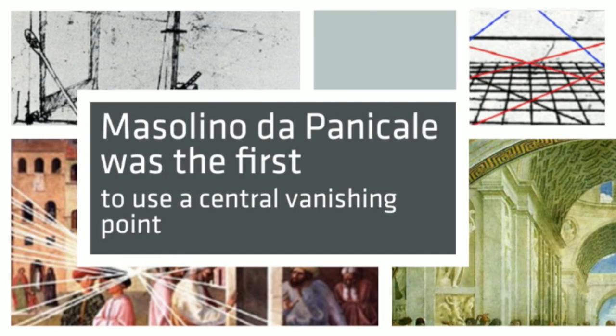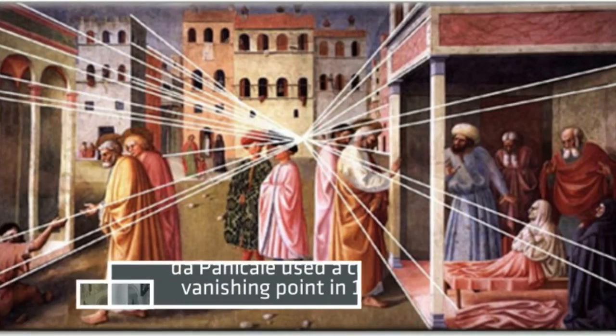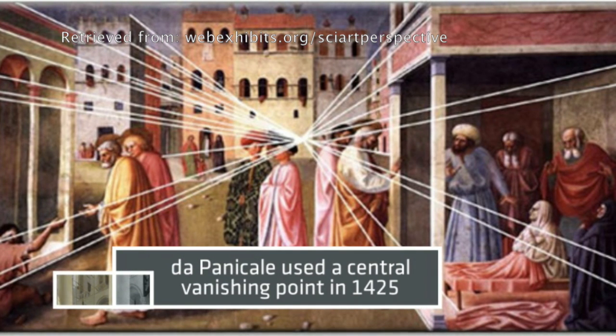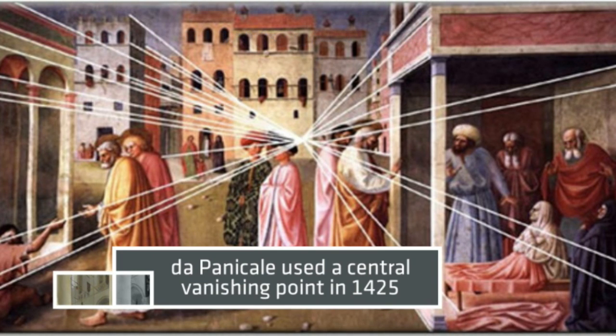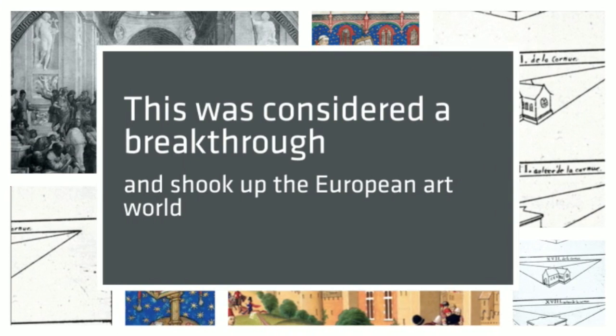Masolino da Panicale's St. Peter Healing a Cripple and the Raising of Tabitha was the first to use a central vanishing point. Almost every horizontal line references that point perfectly. This method for creating accuracy forever changed European art.